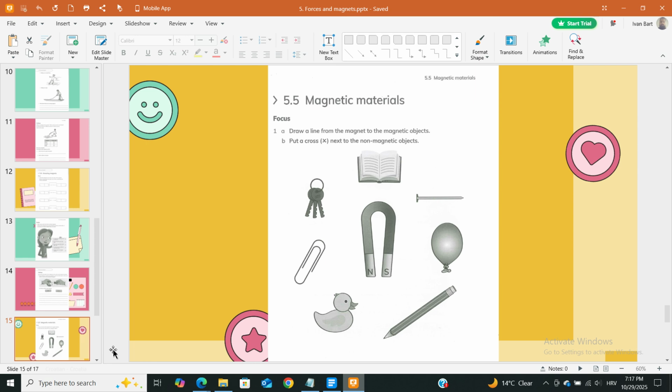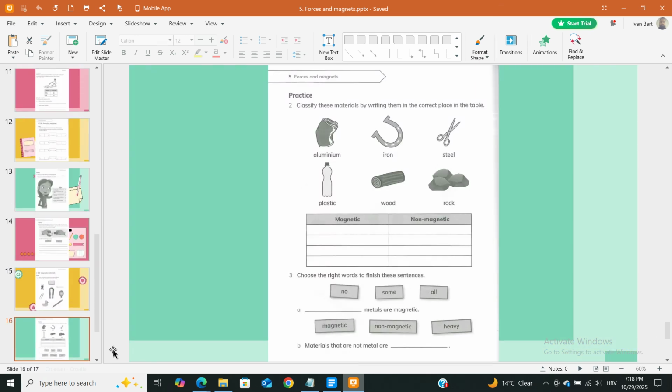5.5 Magnetic materials. Focus. 1. A. Draw a line from the magnet to the magnetic objects. B. Put a cross next to the non-magnetic objects. N, S. 5 Forces and magnets. Practice. 2. Classify these materials by writing them in the correct place in the table: aluminium, iron, steel, plastic, wood, rock. Magnetic, non-magnetic. 3. Choose the right words to finish these sentences.